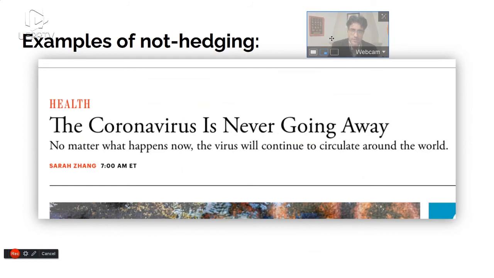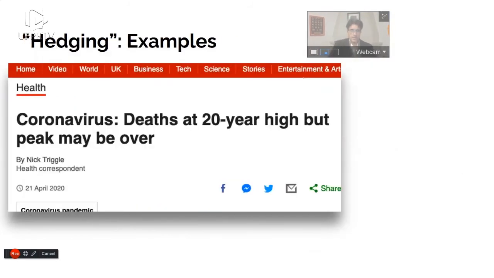Let me show you some examples of actual hedging. So again, on the theme of the coronavirus, sorry, you're probably tired of hearing about the coronavirus, but coronavirus deaths at 20-year high, but peak may be over. Here, the hedge is may.